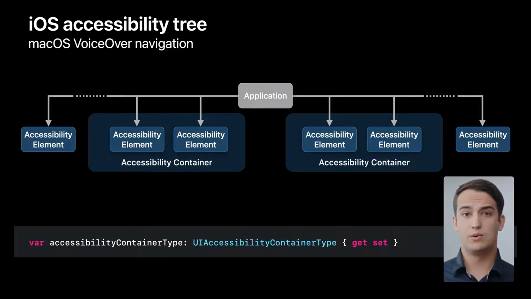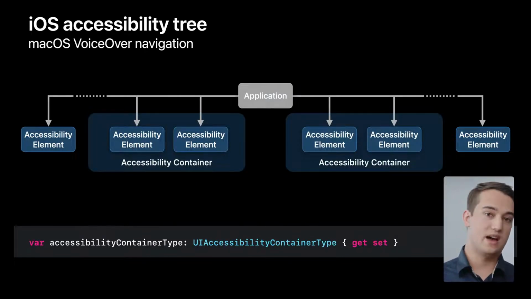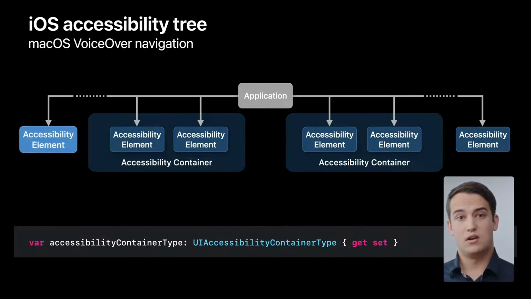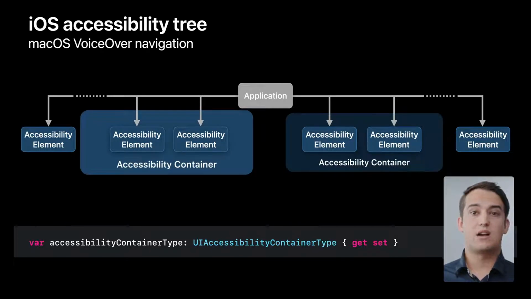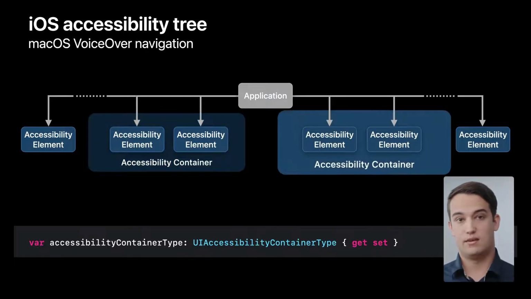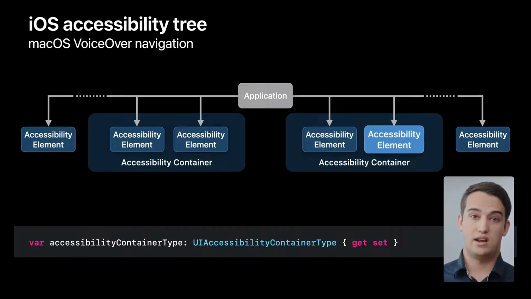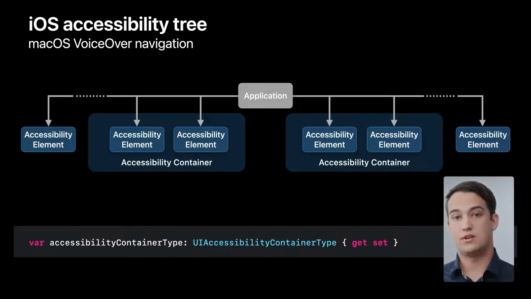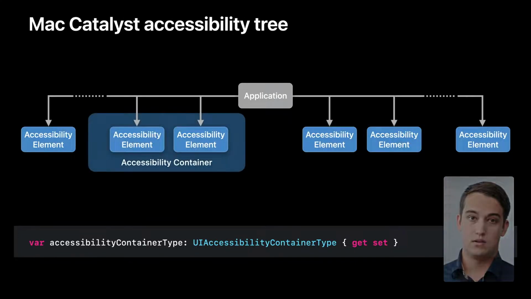Since our goal here was to improve navigation efficiency for Mac Catalyst, VoiceOver on macOS will leverage the same API, but adapt the behavior. Accessibility containers on macOS will behave as an accessibility element. And this means VoiceOver can navigate focus to the container itself. From here, users can choose to skip past the container to the next element, or interact with the container, allowing for exclusive navigation of the container's accessibility elements.